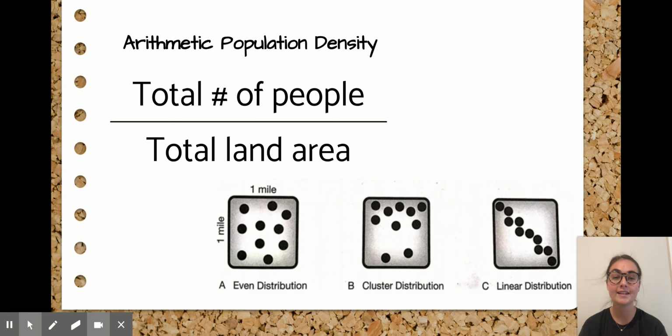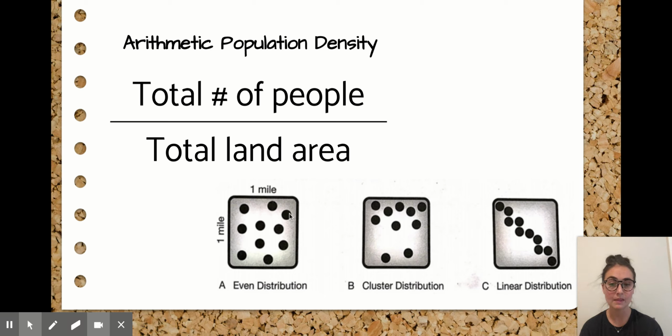This is your basic population density, and if you see maps on population density, this is how it's being calculated. They take the total number of people and they divide it by the total land area, and that gets pretty much how many people live per square mile. However, this type of population density calculation does not tell us how these people are distributed over that piece of land.